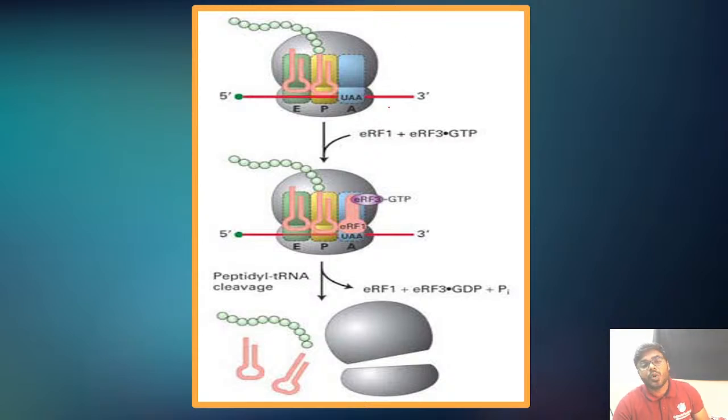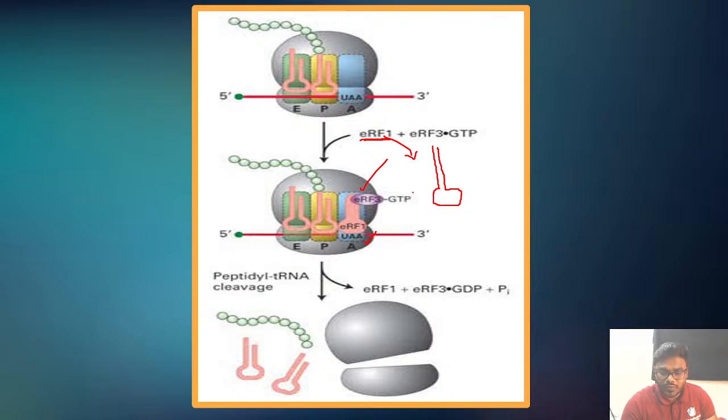Whenever the ribosome reaches the stop codon, here what is happening? The ERF1, which is called eukaryotic releasing factor 1, whose structure is similar to the tRNA. What will the ERF1 do? It will go and recognize the stop codon. Immediately, friends, ERF1 recruits the ERF3 GTP molecule.